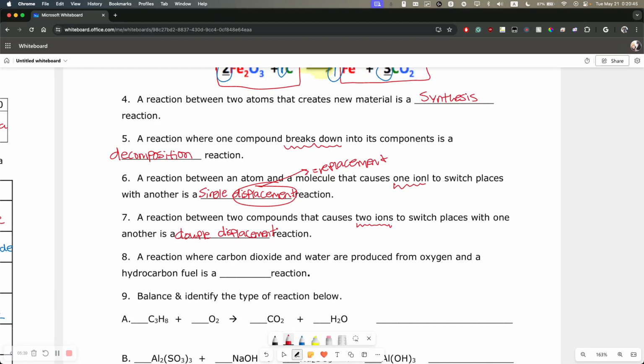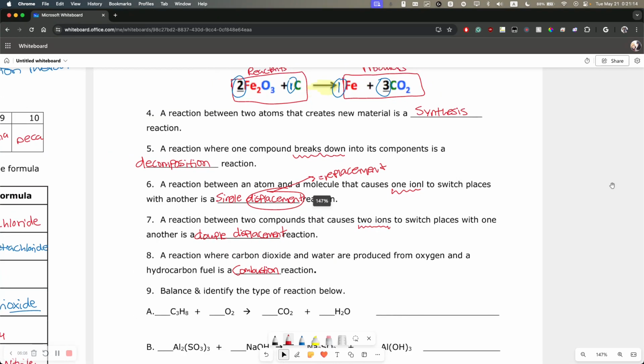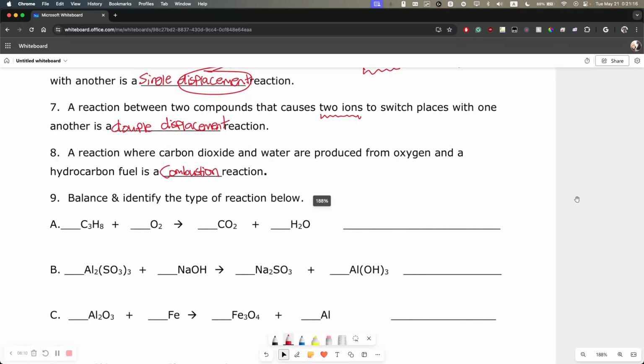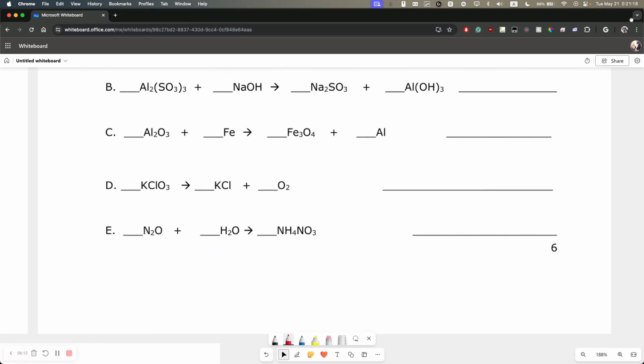And last but not least, a reaction where carbon dioxide and water are produced from oxygen and a hydrocarbon fuel is a combustion reaction. From a hydrocarbon fuel, you're making water and carbon dioxide. And of course, you need oxygen on the reactant side. To be exact, this would be complete combustion. But you do not need to know that far, since this is just basic ICP.